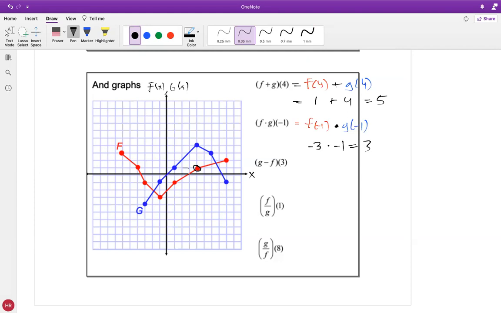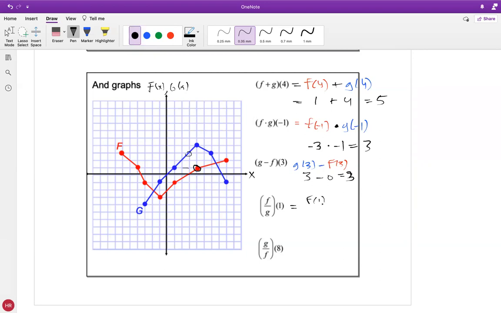Now g minus f of 3, well, 3 is an annoying one, isn't it? 1, 2, 3, there's no dots, but I can look. Let's see, g is the blue one, and f is the red one. So my point's here at 1, 2, 3. The blue one looks like it's at 3. And the red one, at 1, 2, 3, is at 0. So it's 3 minus 0, which is 3.